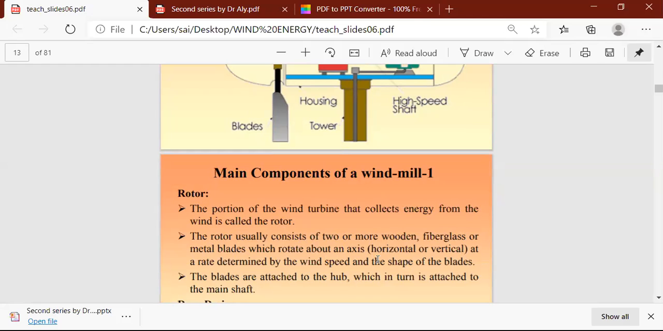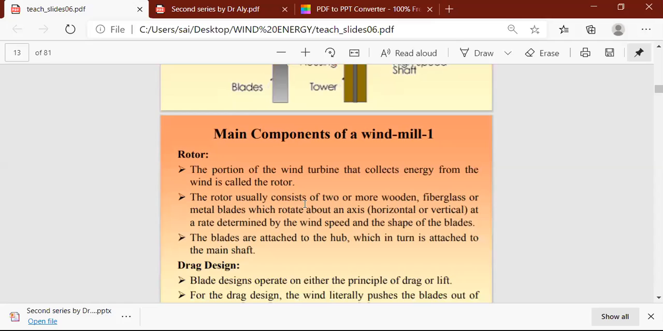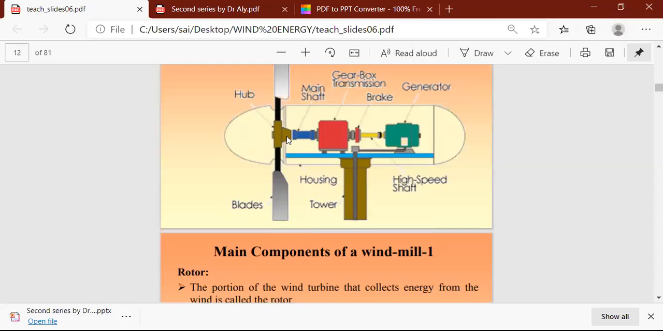So the rotor has blades, and the blades can be made of wood, fiberglass, or metal. These rotate at the desired speed, that is, the wind speed available at that particular point. Then the blades are attached to the hub, which in turn is attached to the main shaft. The blades are first attached to the hub, and the hub is attached to the main shaft.